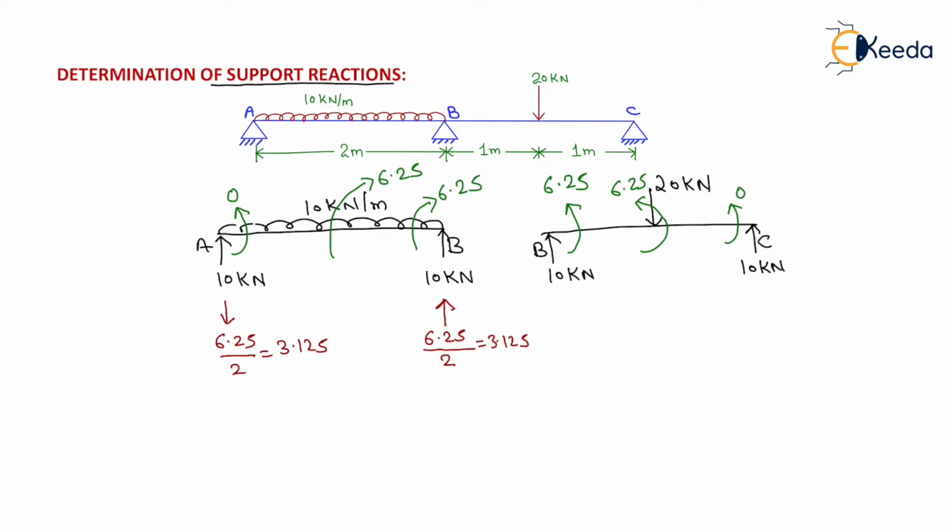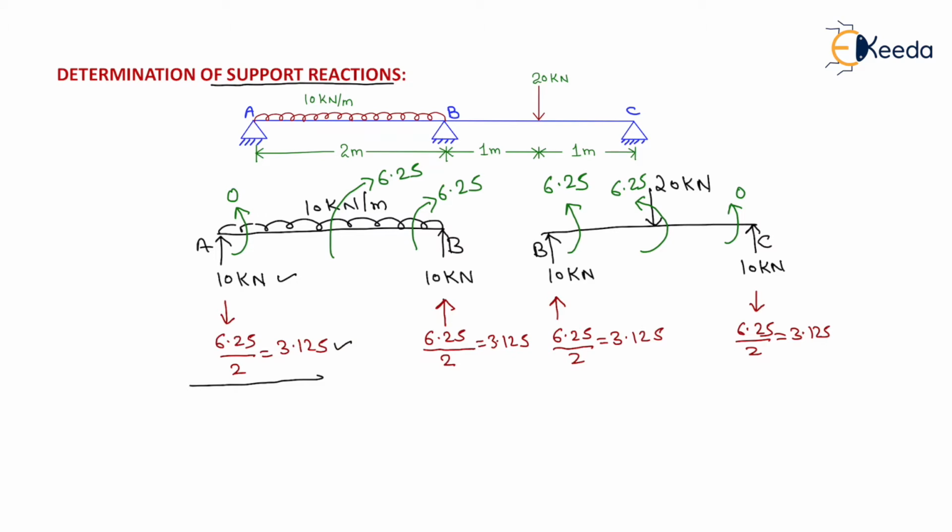Now to maintain the equilibrium of beam BC, we need to create a clockwise moment of 6.25. So the reaction direction will be like this, because they will create a clockwise couple of 6.25, and its value will be equal to the net moment acting on the span BC divided by the span length, that is 2 meter. It will be equal to 3.125. Similarly, it will also be 6.25 divided by 2, 3.125.